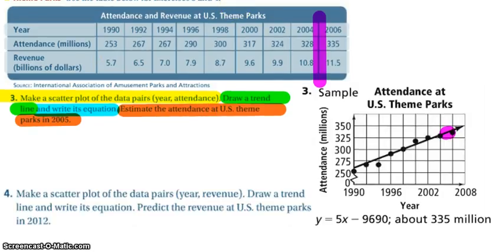So now for number 4, go ahead and try to make a data plot using the same pair, or sorry, not the same, but years and then revenue. So instead of using years and attendance, use years and revenue. Then we want to predict the revenue in 2012. So that's going to be a much further prediction. That's going to be an extrapolation, as opposed to here was an interpolation.